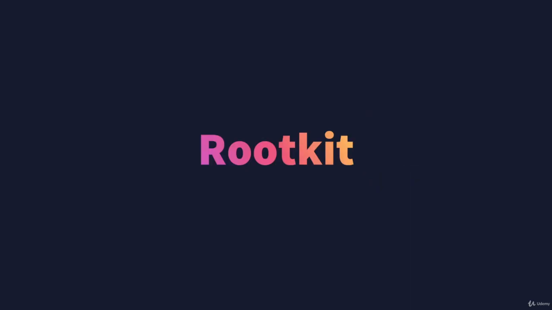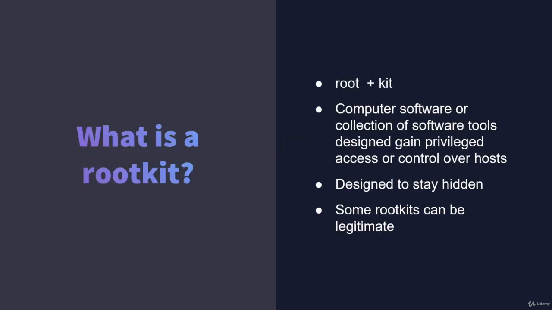Last on our list is rootkit. The term rootkit is a combination of the word root, which is the name of privileged account in Unix-like operating systems, and the word kit, which refers to the collection of software that implements a tool. A rootkit is a set of software tools used to gain privileged access or control over a host. It is usually classified as malware since it's often used for malicious purposes.